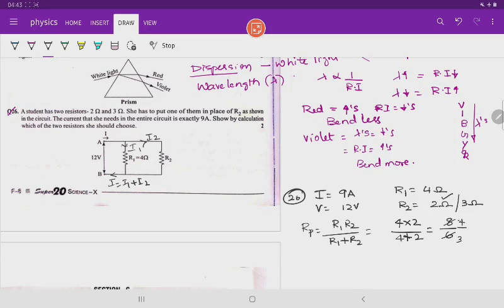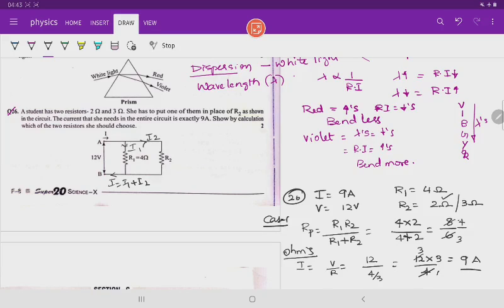Now I have to find the current. Current is V by R from Ohm's law. V is 12 volts and R is 4 by 3. So you get 12 into 3 by 4, so 4 threes are 12, so the current is 9 amperes. So in the first case itself, I am getting the current as 9 amperes. You need not find it for the other one.